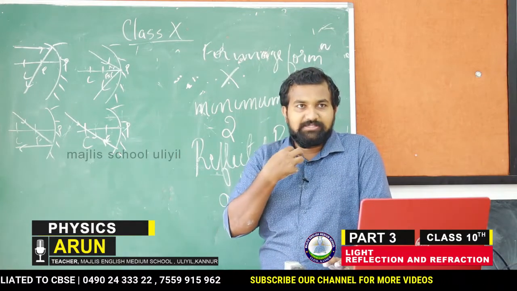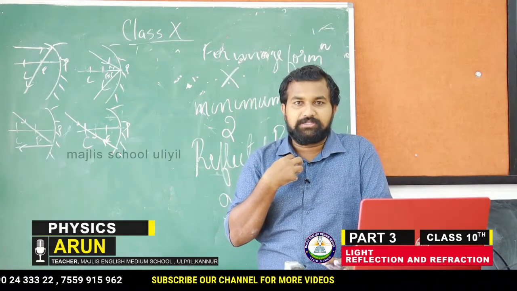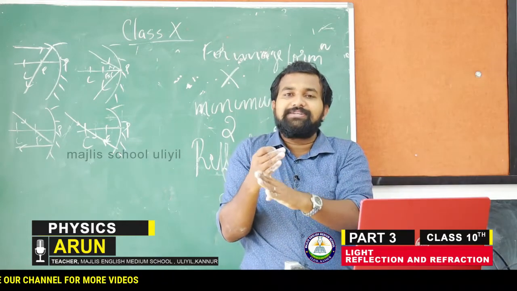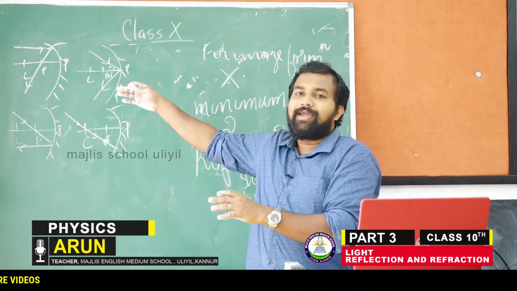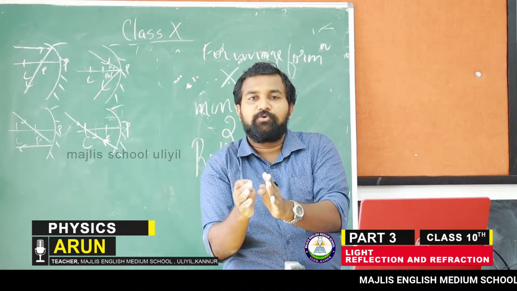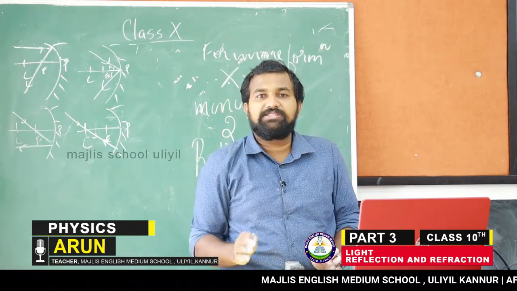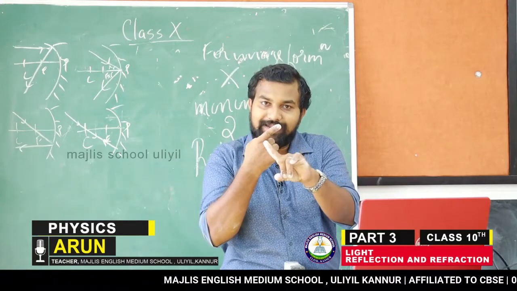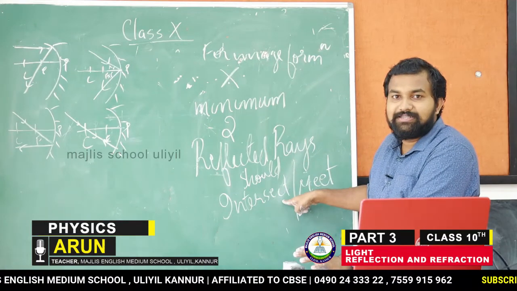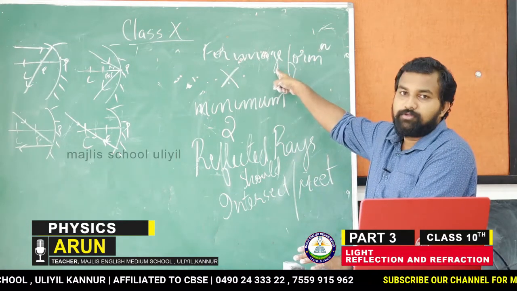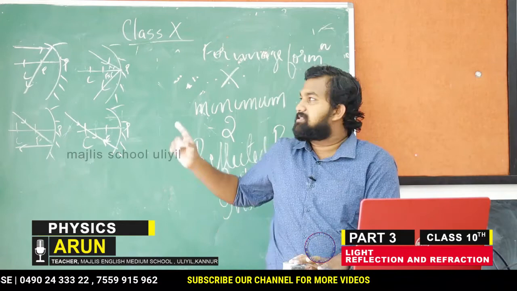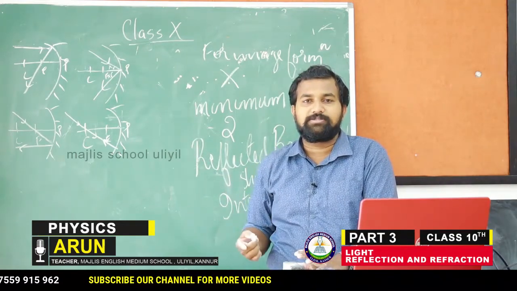The incident ray from the object hits the reflecting surface and reflects, and when at least two of these reflected rays meet together, that meeting point will give you the image. So when the reflected rays are intersecting, the image is formed, and at the point of intersection the image is formed. Clear? We will be discussing this in detail, the image formation of the concave mirror and the convex mirror.